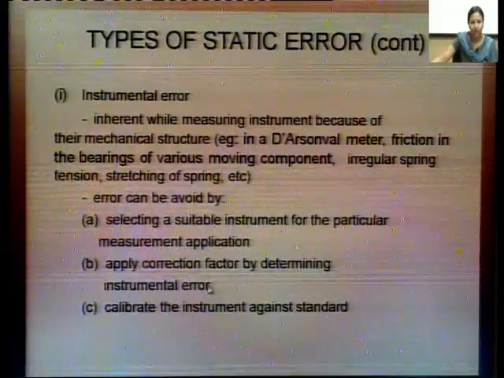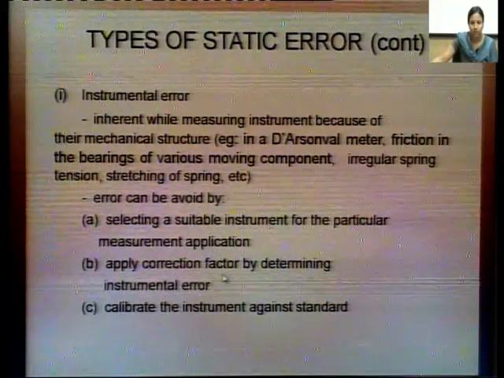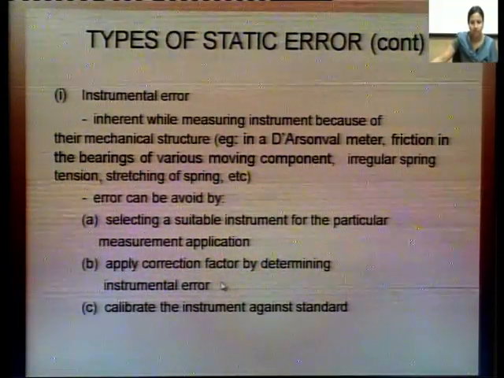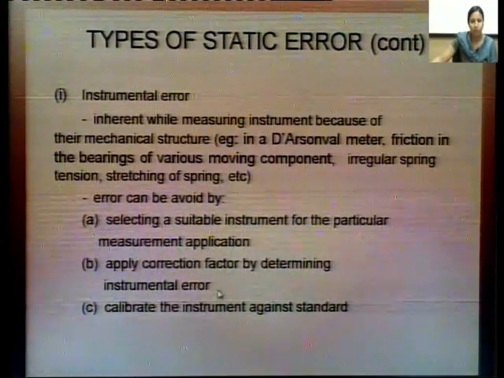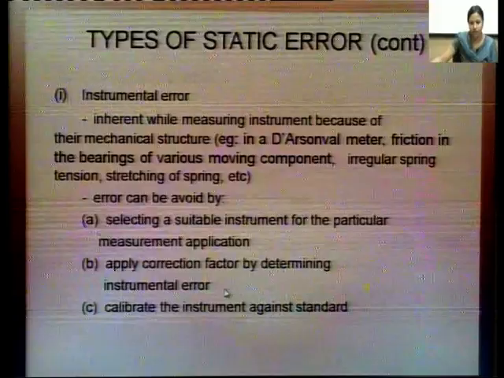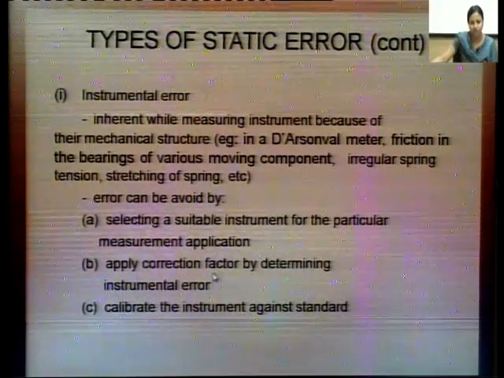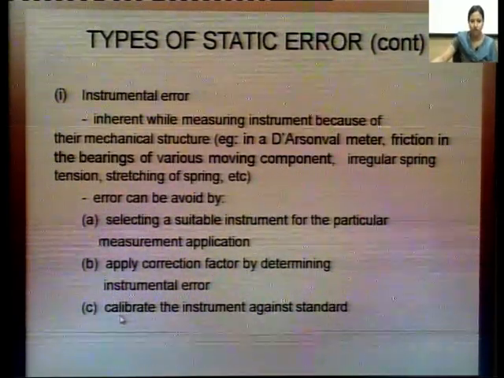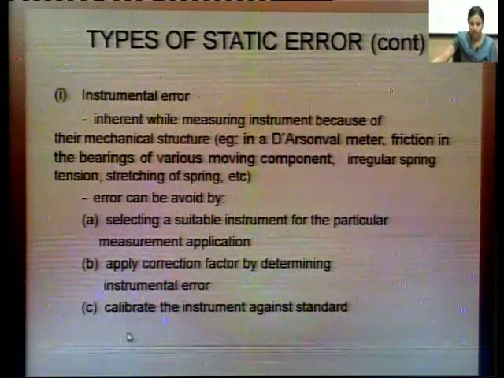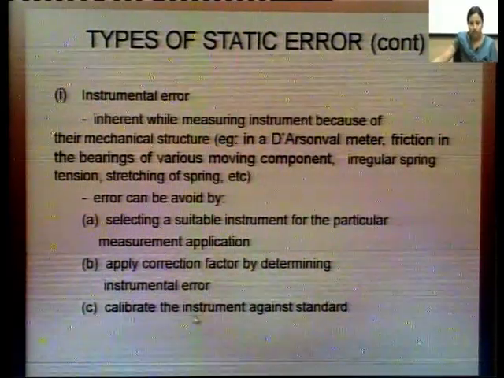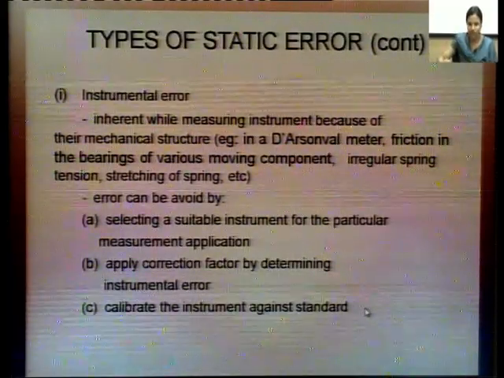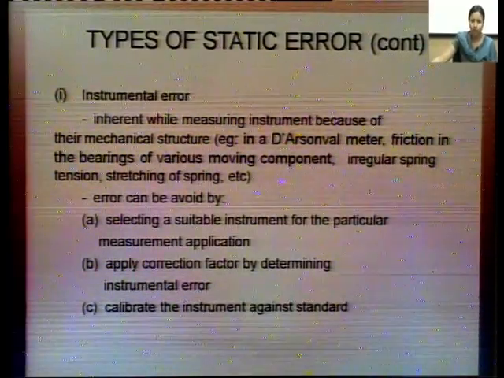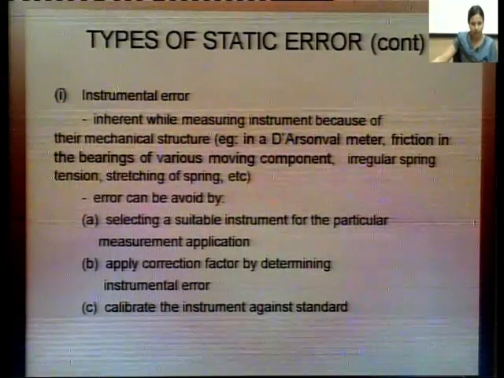Like if we take a test in the class, and you copy from another student, I may subtract 10 marks from each of the students. So this is a correction factor. Third, we can eliminate this error by calibrating the instrument against the standard. So we can calibrate the instrument, and further this error can be minimized.